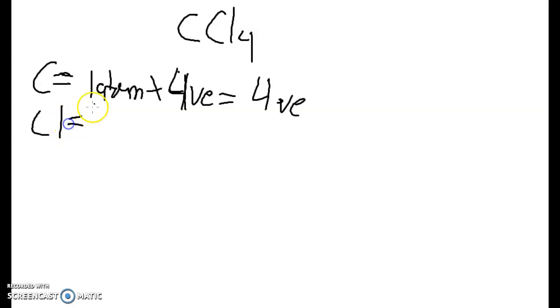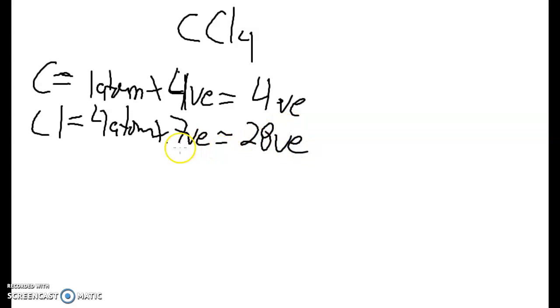Chlorine, I have 4 atoms of chlorine. It is in group 17, so that means it has 7 valence electrons, so that means 28 valence electrons for chlorine. Now I have to add these up. 28 plus 4 is 32. I have to have a drawing that represents 32 valence electrons.